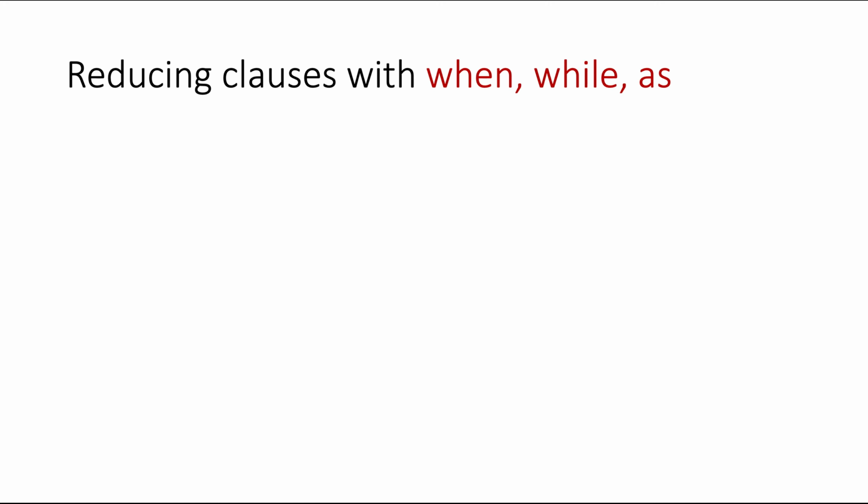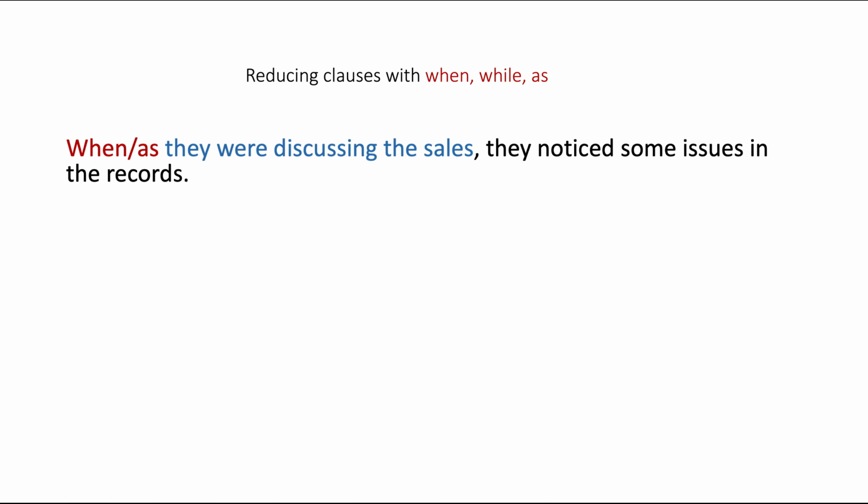Now, the first group of subordinate conjunctions that I want to talk about is when, while, and as. Now, when and as are very similar to each other in terms of structure. So this is one example. "When or as they were discussing the sales, they noticed some issues in the records."